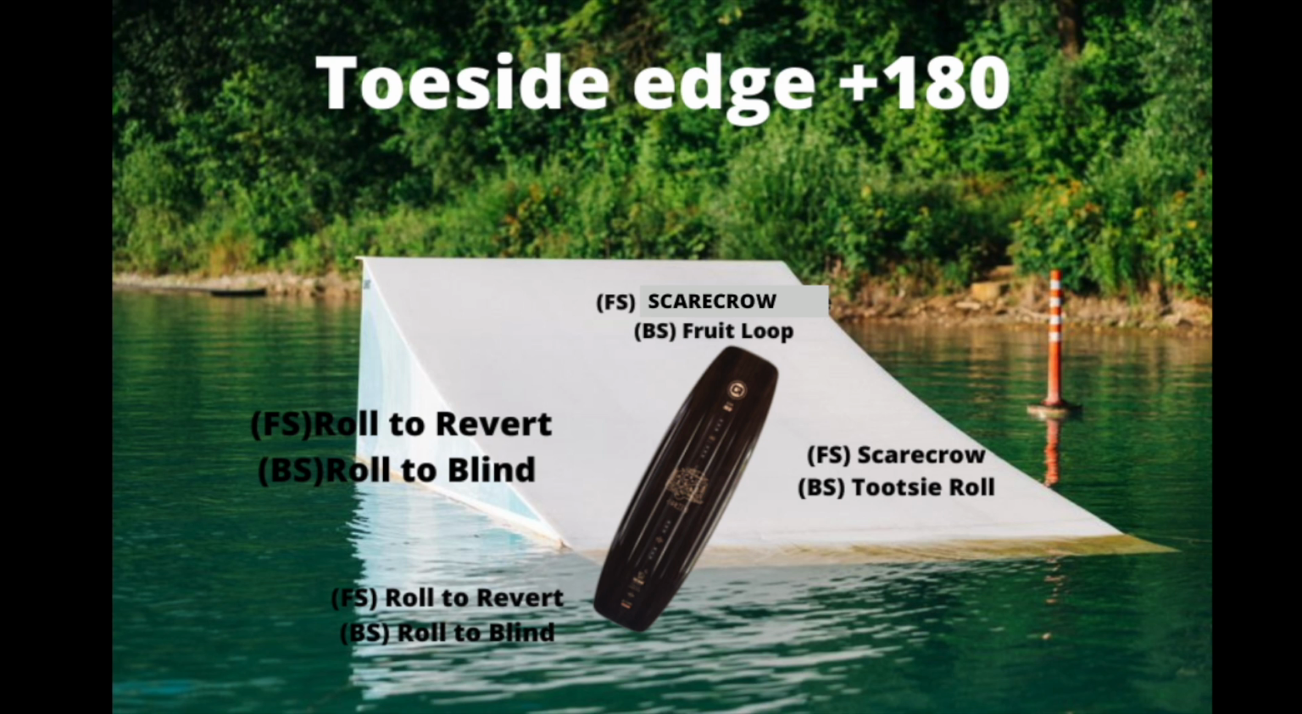If you cartwheel over your tail and do a front side 180, it's called a roll to revert. And if you do a backside 180, it's called a roll to blind. If you roll over your heel side edge and do a front side 180, it's called a roll to revert. And if you do a backside 180, it's called a roll to blind.